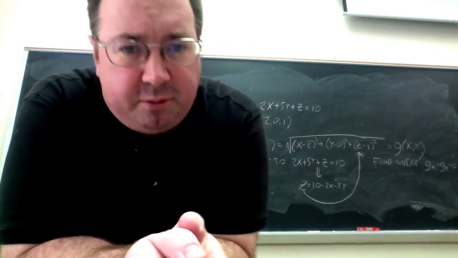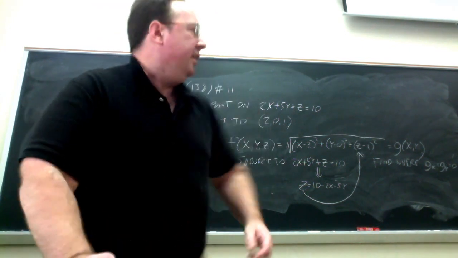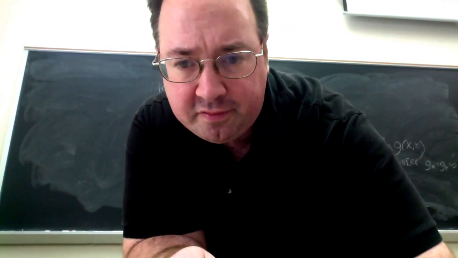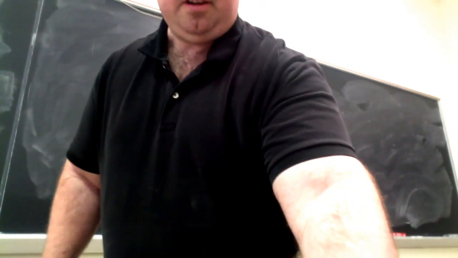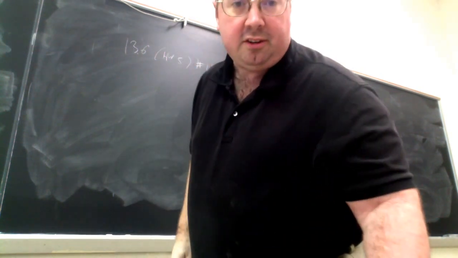Okay, so it's asking to use the slope of the tangent line to verify that the tangent line is orthogonal to the gradient at that point. So we have an ellipsoid.